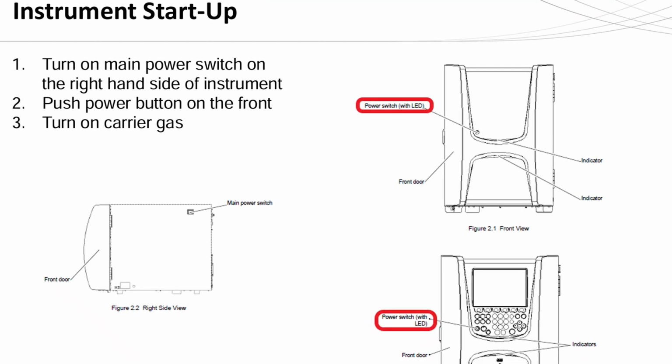So first we will start with the instrument startup, right? First of all you need to turn on the main power switch on the right-hand side of the instrument. Here you can see on your TOC analyzer, at the right-side view there will be the power switch. Then push the power button on the front, right? And this TOC analyzer shall be connected with the carrier gas, generally nitrogen, right? So you need to turn on that carrier gas.